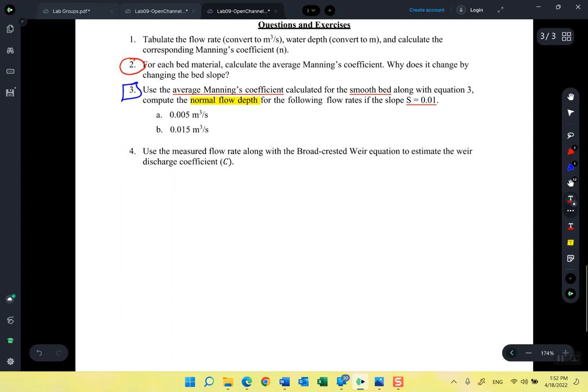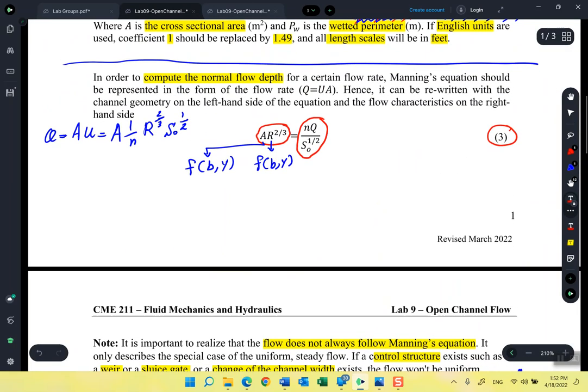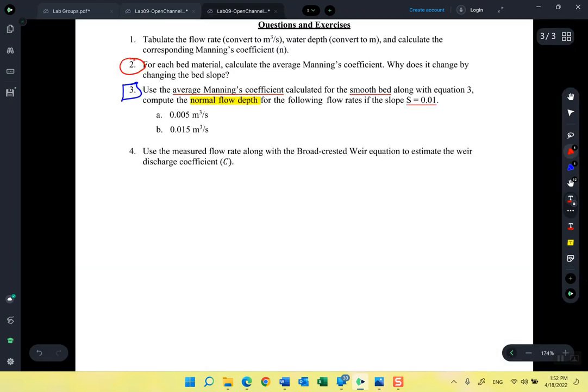So how can I calculate the normal flow depth? Let's go back to equation number 3 and write it down here so we can see how we can solve question number 3. It's A R to the power 2/3 equals the water characteristics, or the flow characteristics, n Q divided by S to the power half.